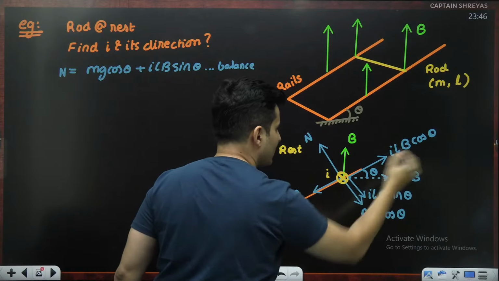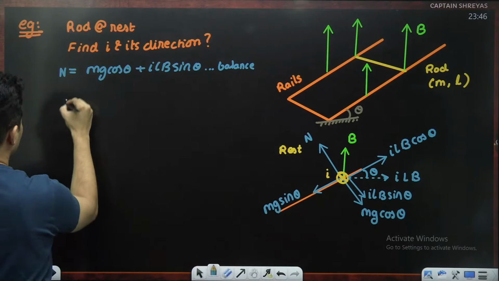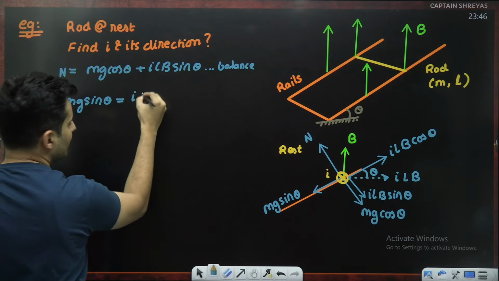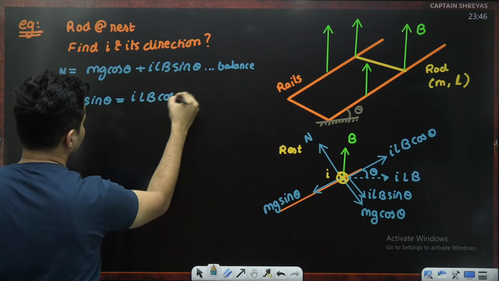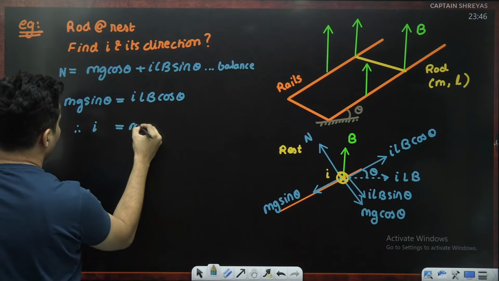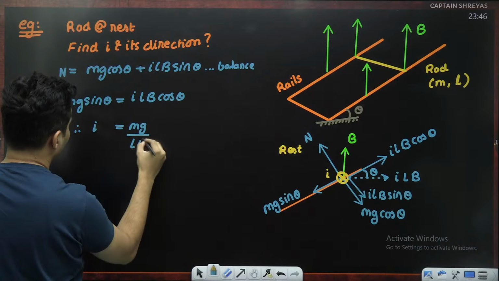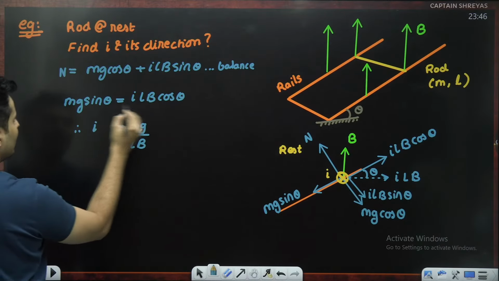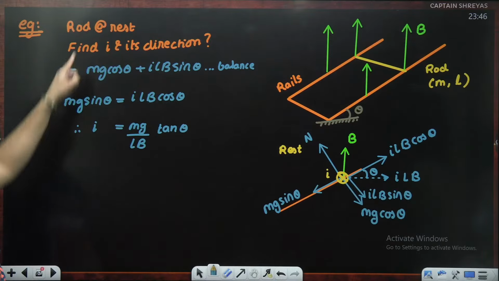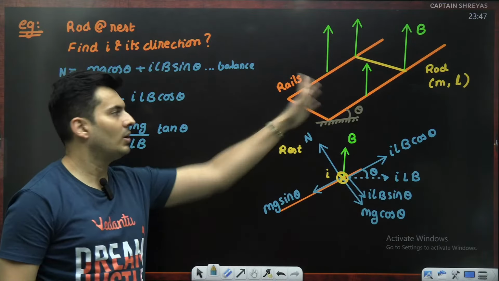In this direction, these two will balance. Mg sin theta will balance ILB cos theta. But I want the current, right? Therefore, current will be mg divided by LB. Sin by cos is nothing but tan. So, tan theta. So, this is the current which will keep the rod balanced.